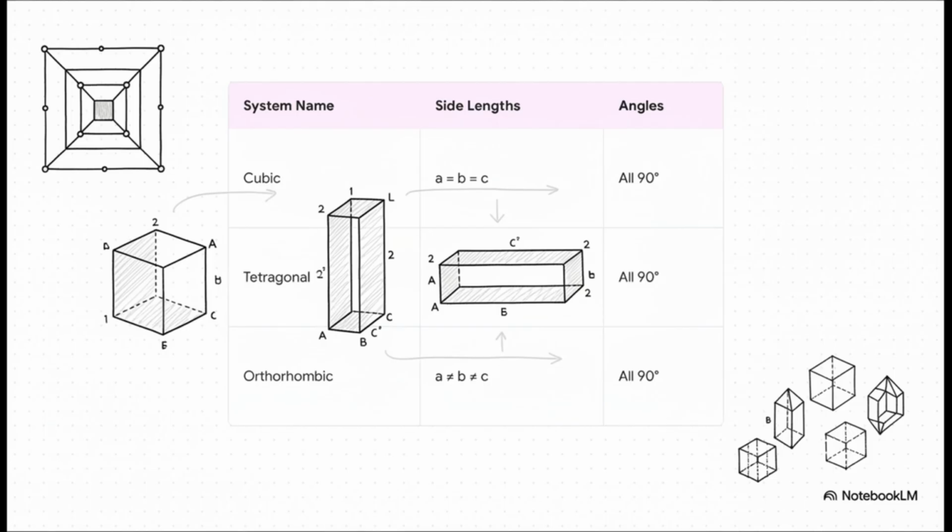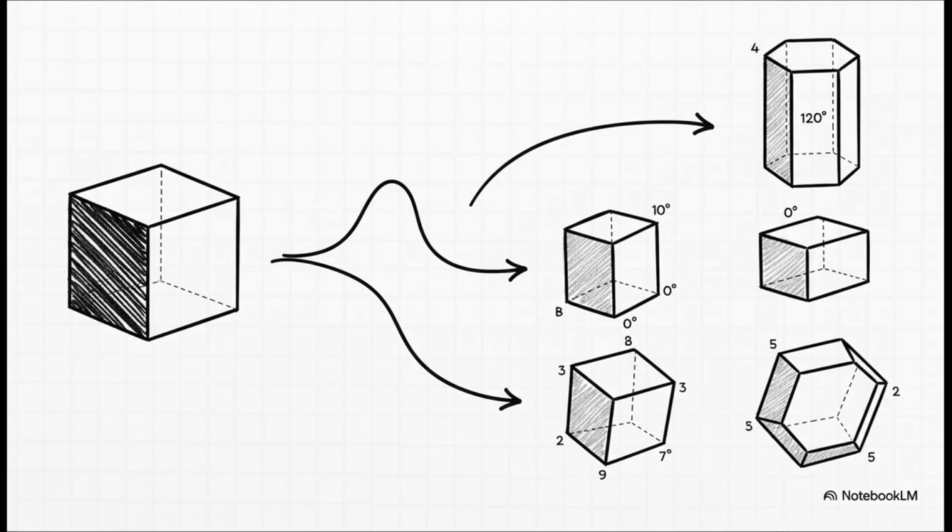Simple, right? So what about the other 4? Well, they just take this idea and run with it. They're what you get when the angles start to shift away from that perfect 90 degrees. This creates even more complex and beautiful shapes, like the hexagonal structure of a snowflake.